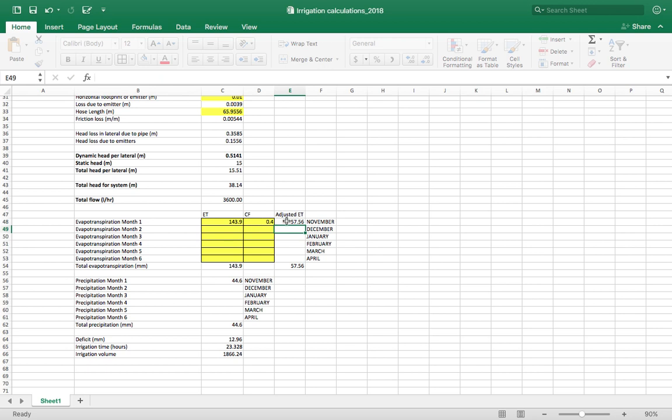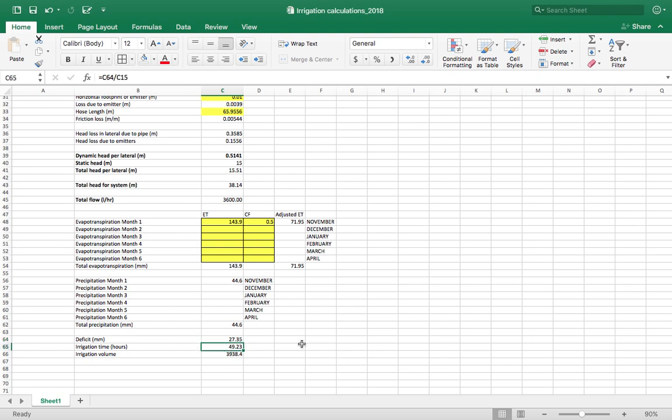So 57.56. That looks a lot better for November, doesn't it? When you think about it, the leaves are just coming out. It's probably a little bit lower. I might make that 0.5. Again, it's all in the notes. So the vines haven't used 143.9. They've used 71.95. So that's a little bit closer to our total precipitation. So the deficit, this is just using November, is 27.35 mils.